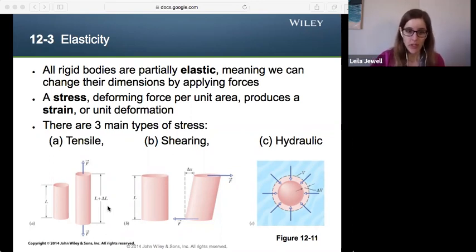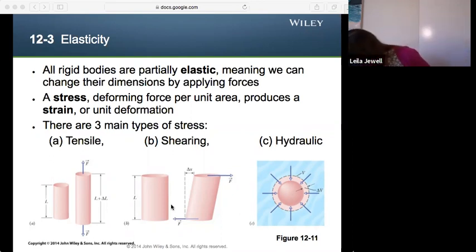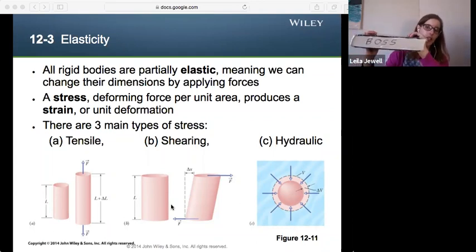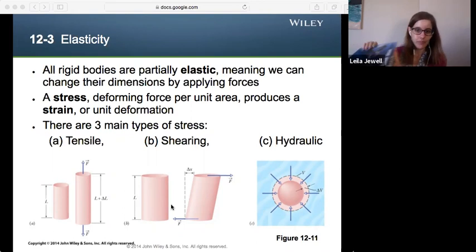Now, another type that we could have would be shearing. And this one, instead of stretching it, it's sort of like knocking it over, pushing it to one side. This is a little easier to see with something like a textbook, where I'm not going to try and stretch the textbook wider, but I could push it over, and we see that the top edge is pushed over relative to the bottom edge because I've applied a force perpendicular to that length.